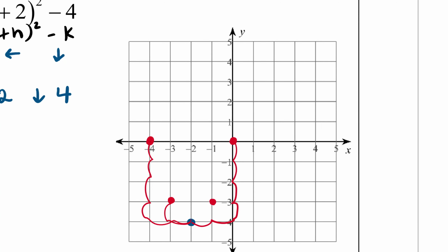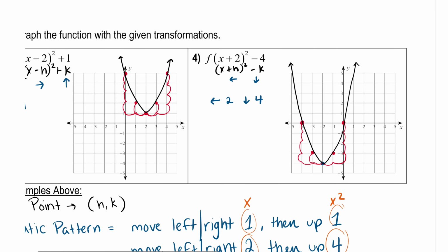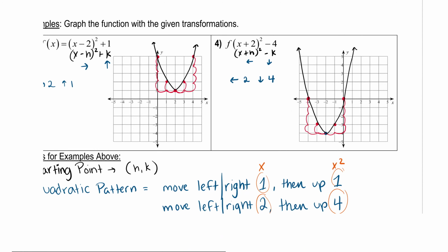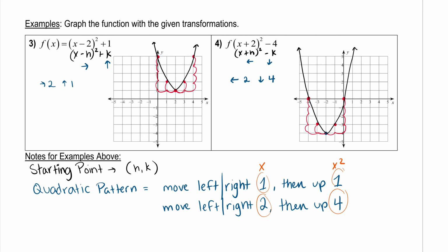Again, I just draw from the center of the vertex, go through my points like that, and there's my parabola, and that's it. So that's how you do translations on a graph with the quadratic pattern.